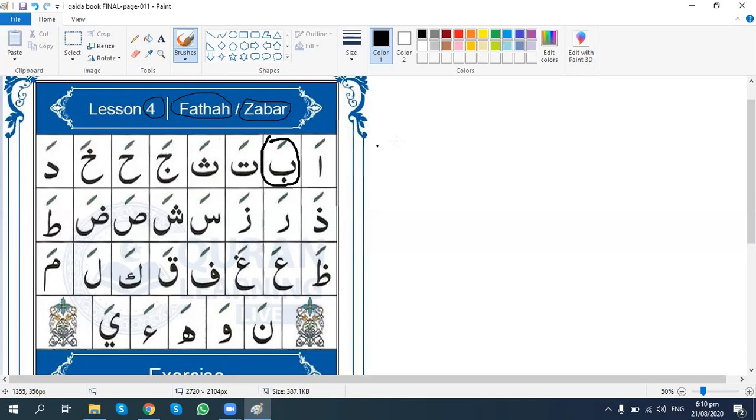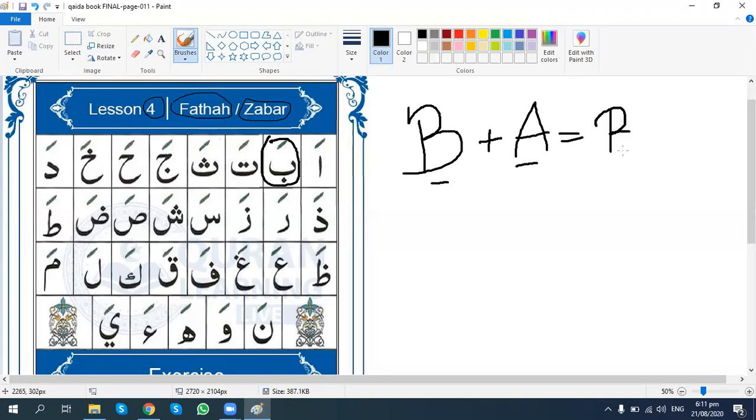Here we have a ba. So how will we read the ba? First of all, pronounce the sound of ba, like b. Then add the sound of the sign which appears on that letter. There is a fatha, and the sound of fatha is a. When we add both sounds together, it will become ba. Got it? Same as if we want to recite seen, it will be sa. Then ka, ma, da.